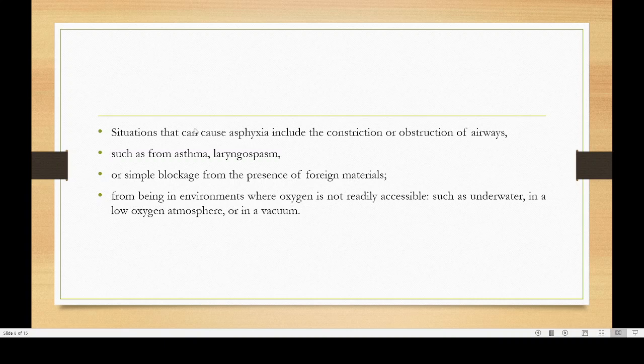And there is a certain situation called asthma. In case of asthma, the air may be there, oxygen will be there, but the person may not be able to breathe properly. Taking air may be extremely difficult for such a person. Then another situation is laryngospasm, where the larynx remains either in a contracted situation or in a relaxed situation. So it may not be contracting and relaxing properly, and that situation will also lead to asphyxia.